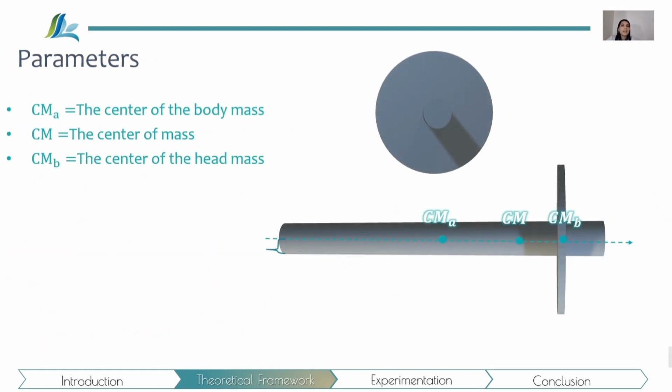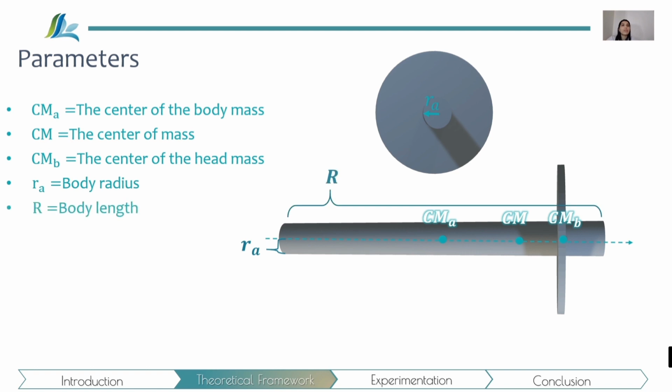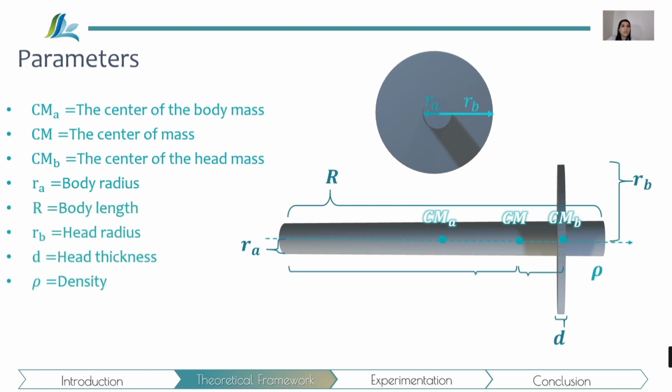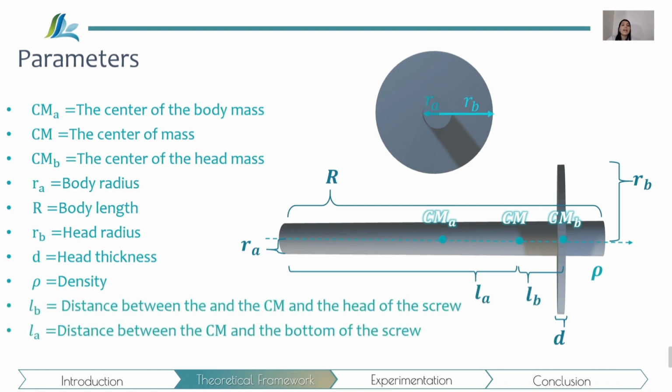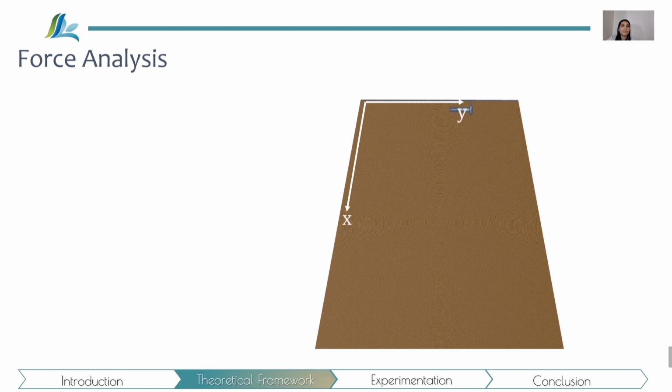These are some of the data that have been extracted for the further equations. The data has been divided into two individual parts for the head and the body of the screw. An important consideration is that there are three centers of mass. The first is the body center of mass, the second the head center of mass, and third the whole screw center of mass.